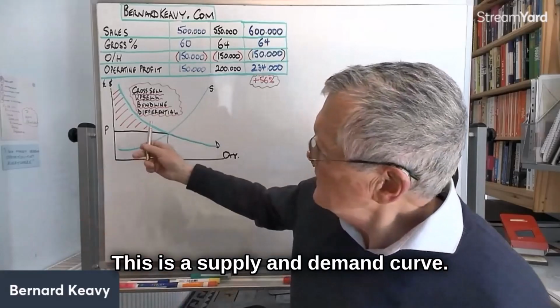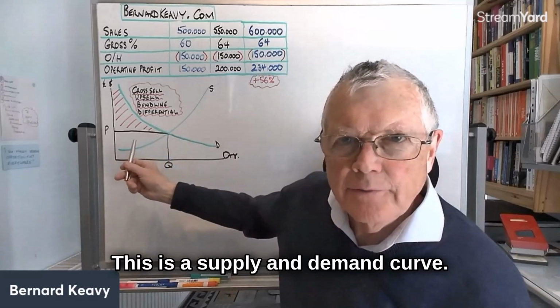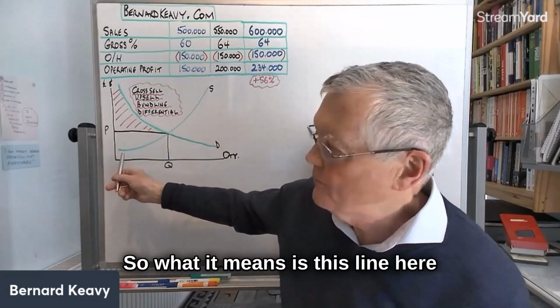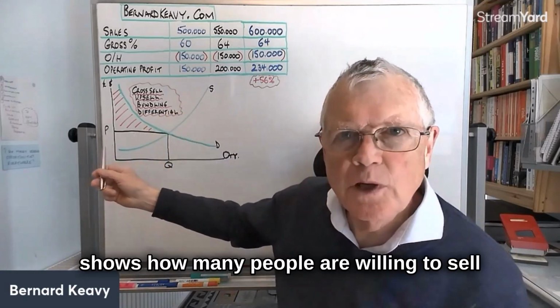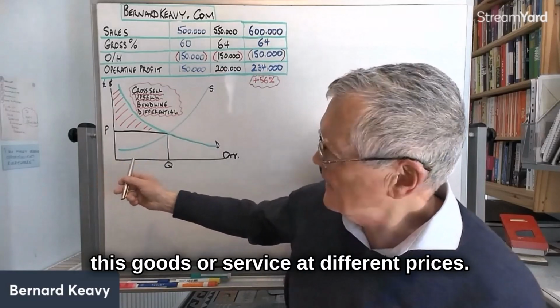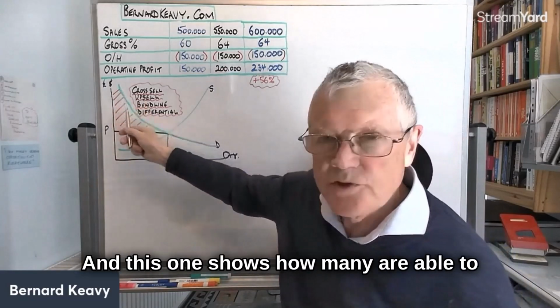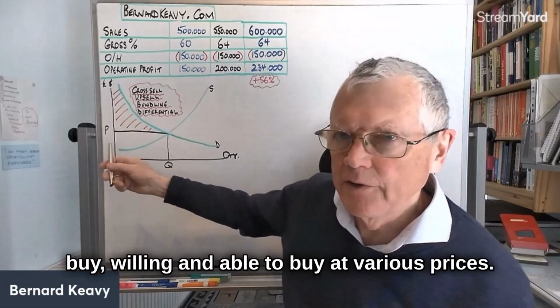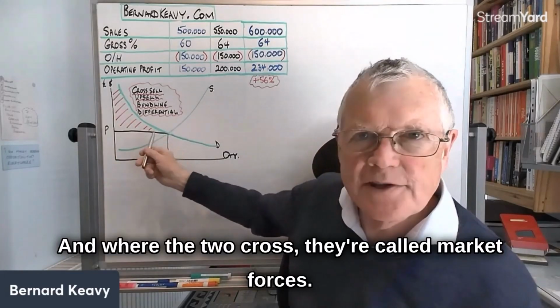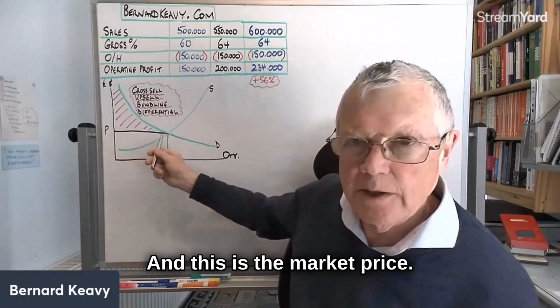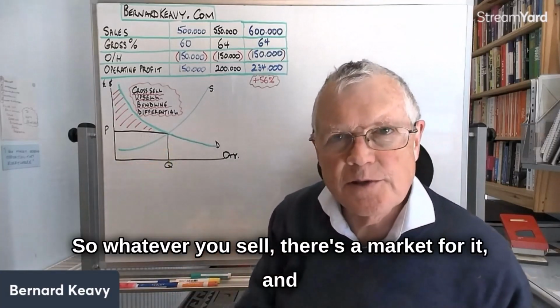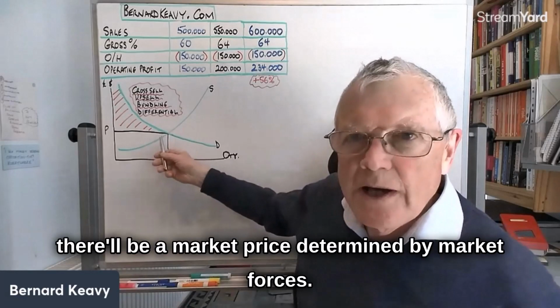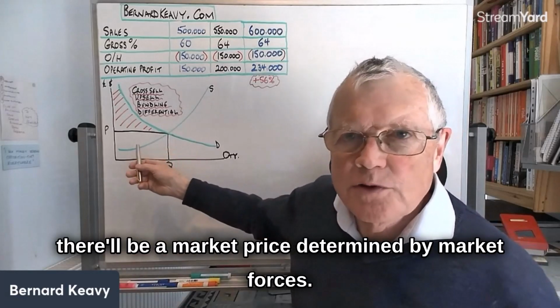Hello. This is a supply and demand curve. What it means is that this line here shows how many people are willing to sell this good or service at different prices. And this one shows how many are willing and able to buy at various prices. Where the two cross, they're called market forces, and this is the market price. Whatever you sell, there's a market for it, and there'll be a market price determined by market forces.